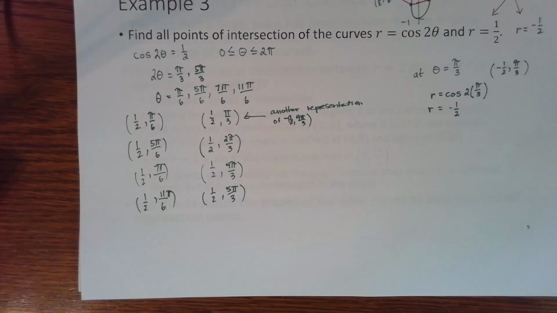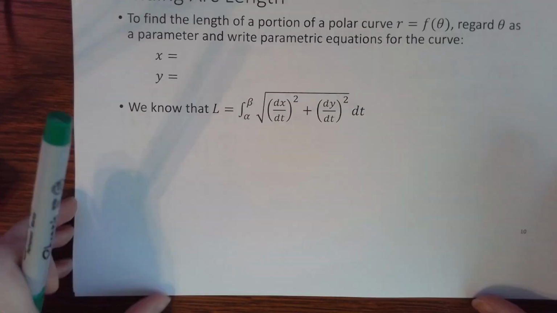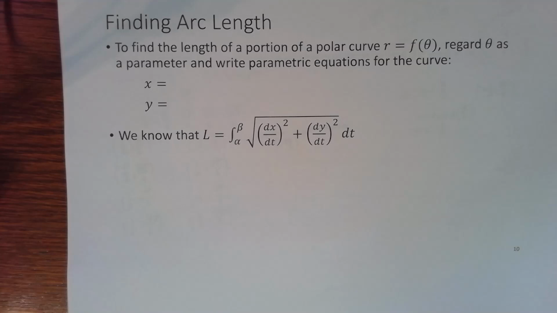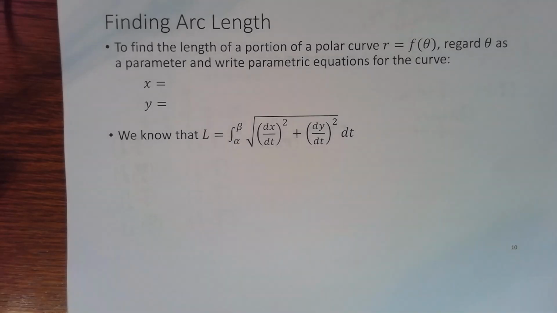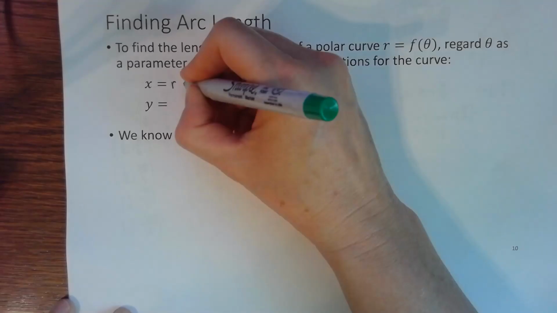That was our last example of areas and finding intersections of points, and we want to finish up this section by looking at the way to find arc length. So we've already done this with parametric equations, so we'll borrow what we know from parametric equations. If we want to find the length of a portion of a polar curve, r equals some function of theta, we're just going to treat theta as a parameter and write the parametric equations. So x is r cosine of theta, and y is r sine of theta.